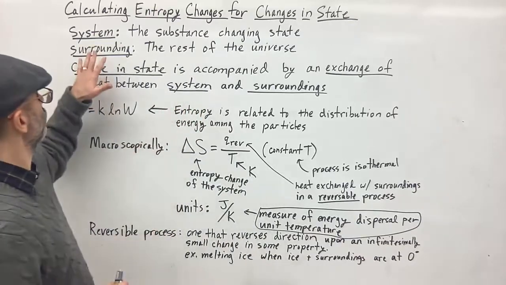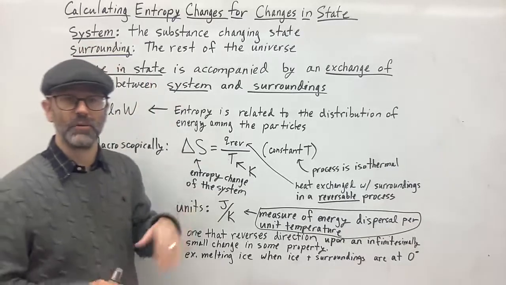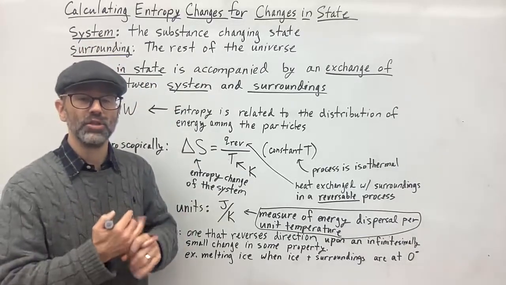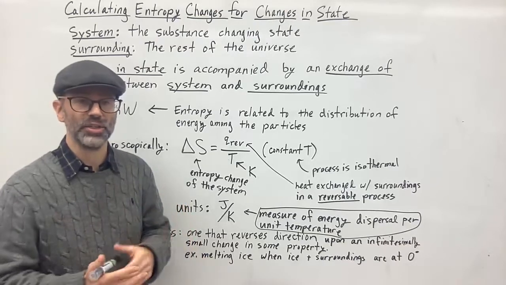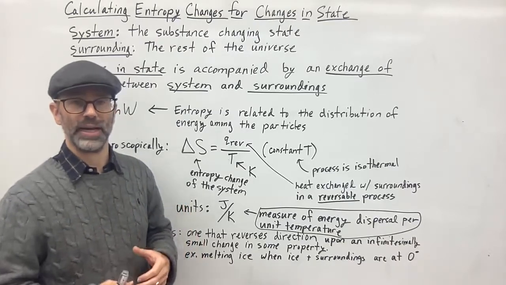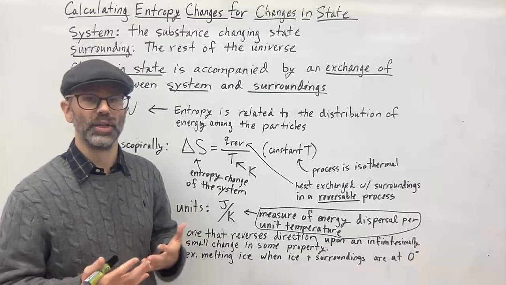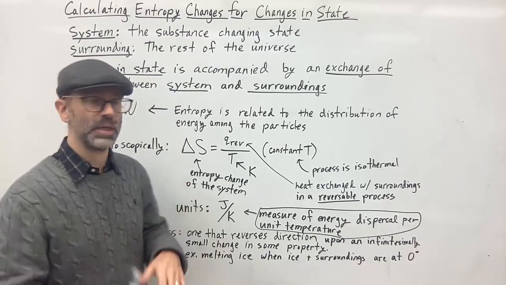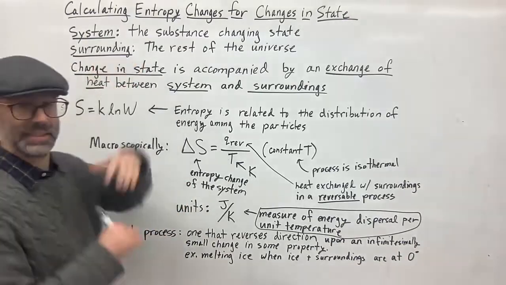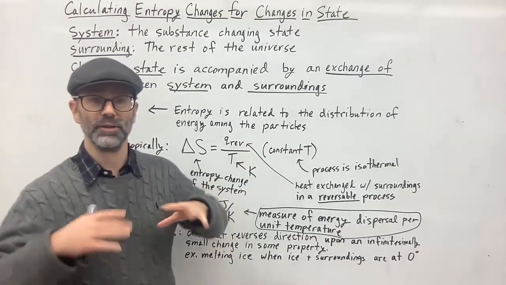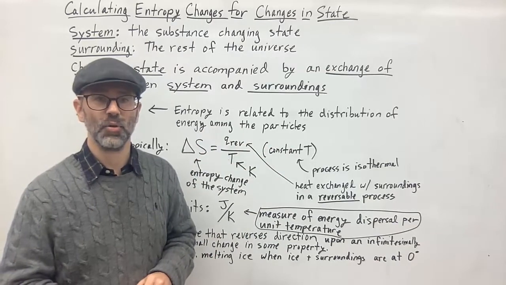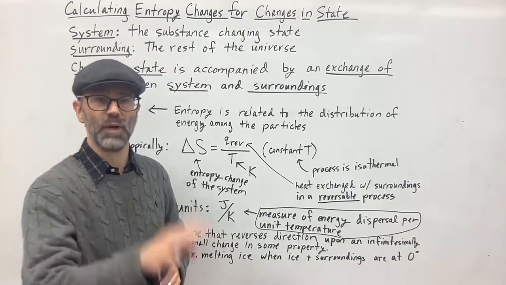So remember, the system that we're going to be looking at is usually going to be the reaction or the substance that's undergoing the change. So in this case, we're looking at the substance that is undergoing the change. That's going to be our system. And then the surroundings is the rest of the universe, the air, the water, whatever's out there. That's going to be the surroundings.